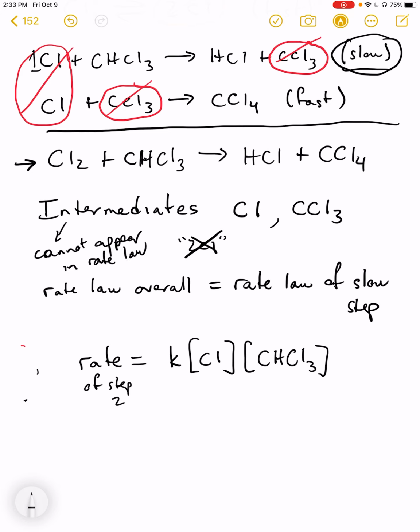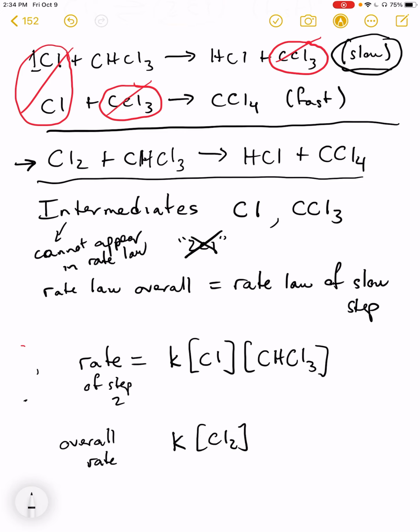Only species in the overall reaction can appear in the rate law. So the overall rate law must be of the form of K Cl2 to some power. We don't know what it is, so we'll call it A. And my other reactant, CHCl3, and that is to another power, B. So this is what must appear in my overall rate law.